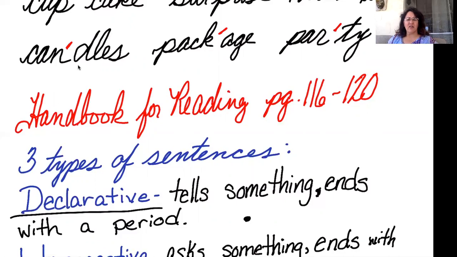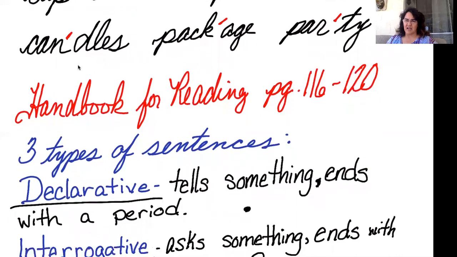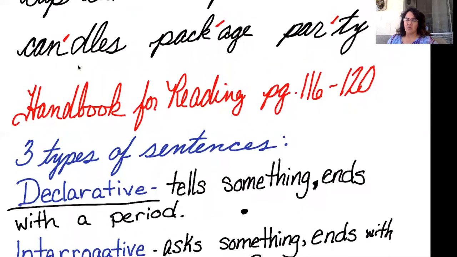Let's take a look now at your review for reading today. In your handbook for reading, I would like you to read pages 116 to 120. Just go ahead and go over those, review them. Pay special attention to your special sounds, your vowels, and the marks so that you say your vowels correctly.